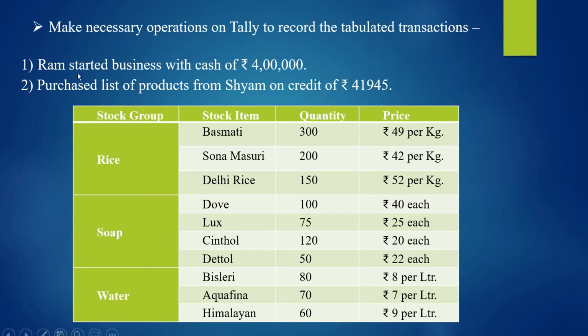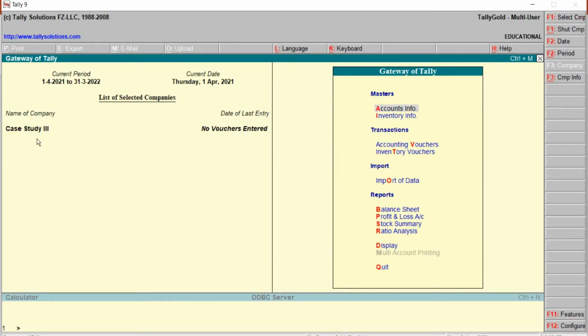The first transaction: Ram started business with cash of rupees 4 lakh. In this case, capital account has to be created, that will be credit and the cash will be debit. Now let's see this particular recording in Tally. The company is already created by name Case Study 3. Now let's go for recording.